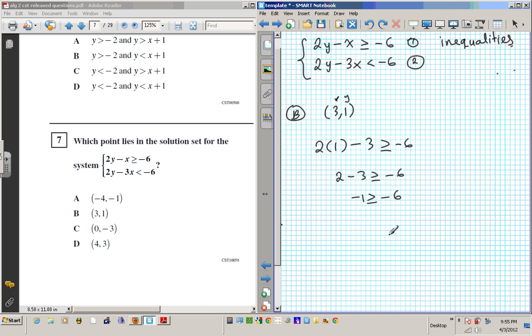Is it? Yes. Right? It's to the left, right? It means it's to the right. Anything to the right of a number on the number line is greater. Okay?